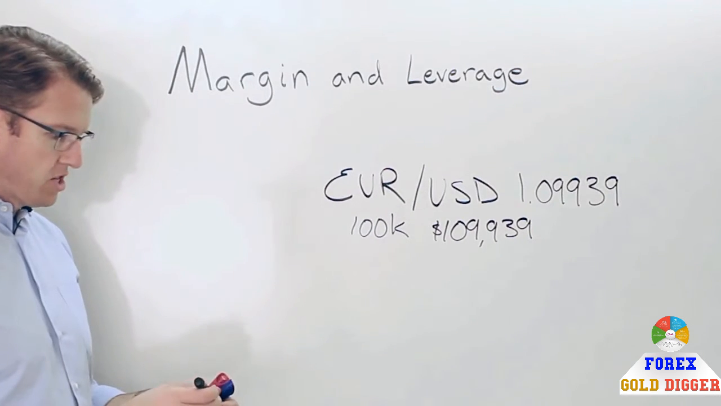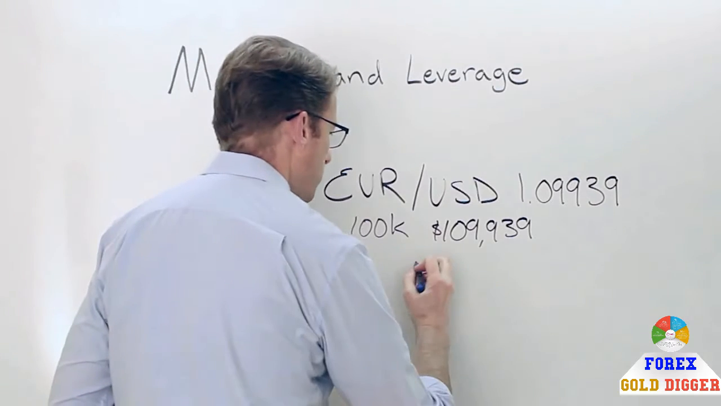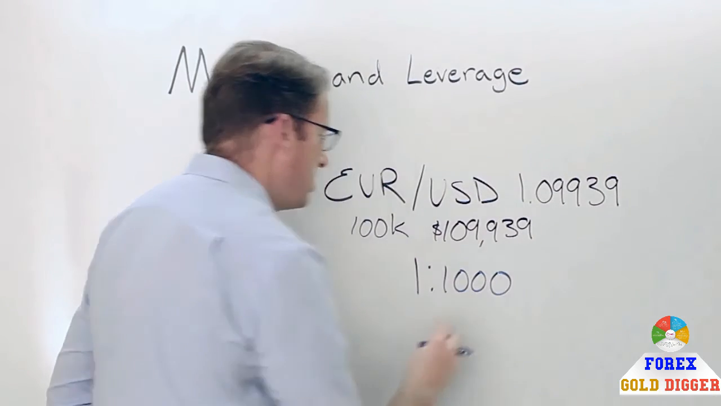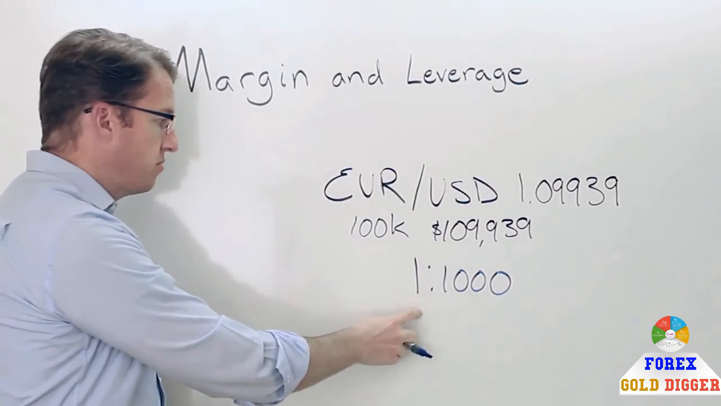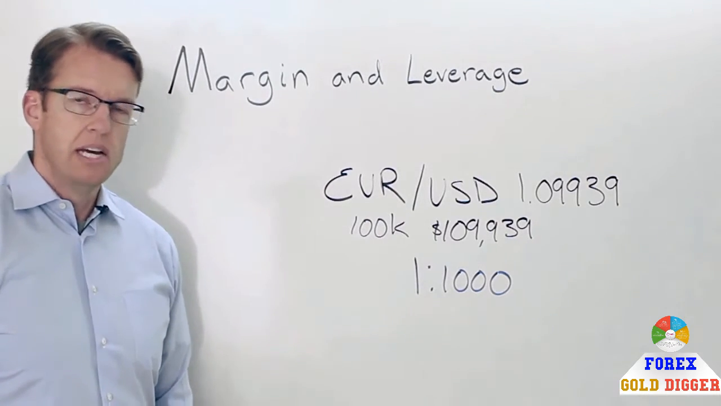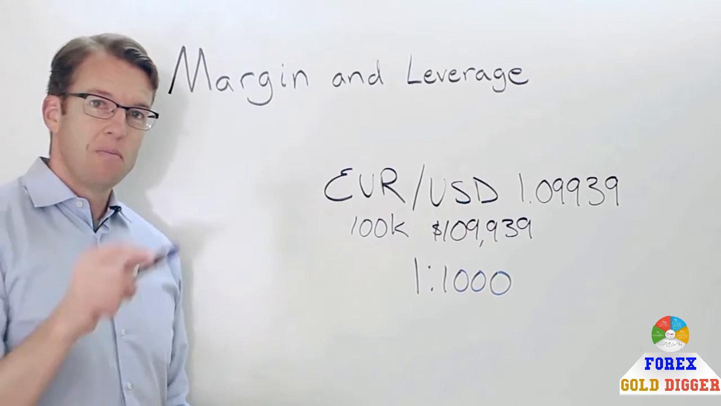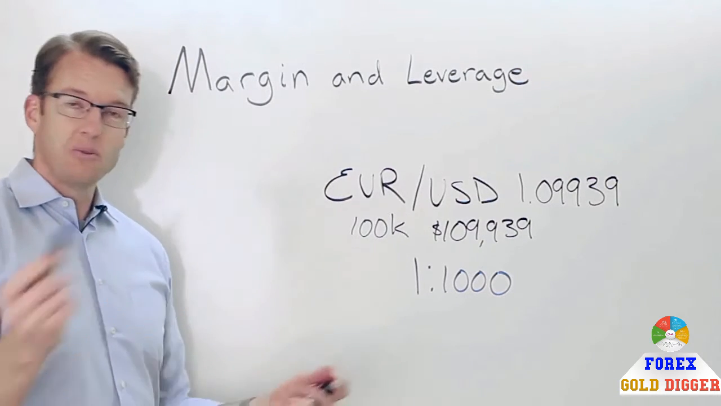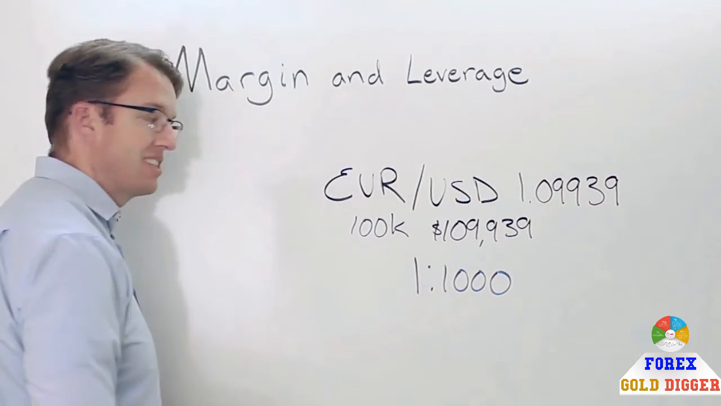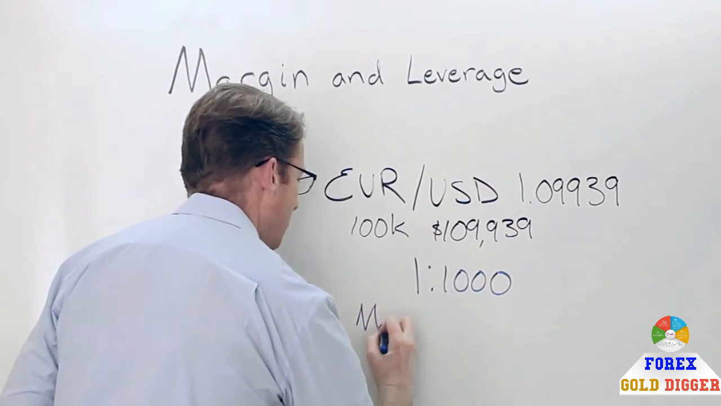Well, let's say that our leverage ratio is 1 to 1,000. That means that for each dollar of margin, we're controlling $1,000 worth of notional value. So if we take 1 and divide it by 1,000, we get 0.001. Well, we can take that and multiply it by that notional value here, 109,939. And what we're going to get is a margin amount.